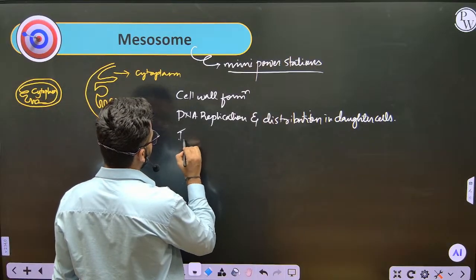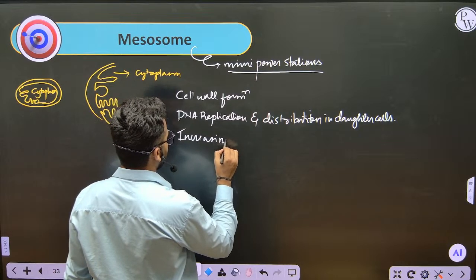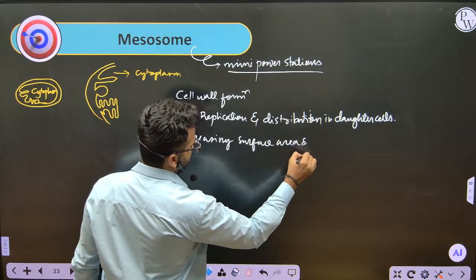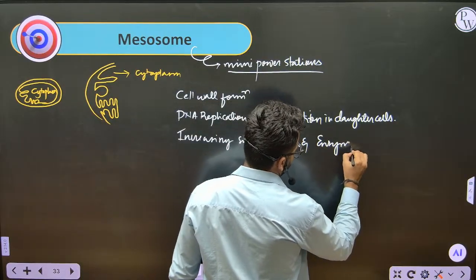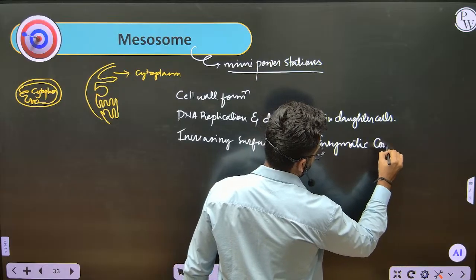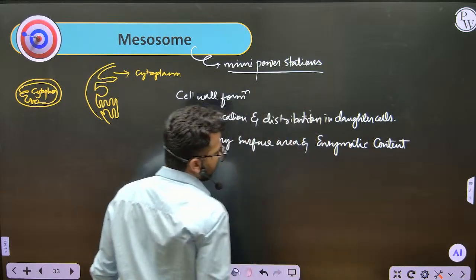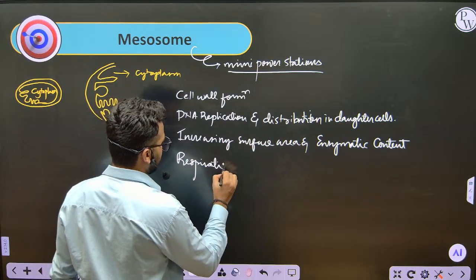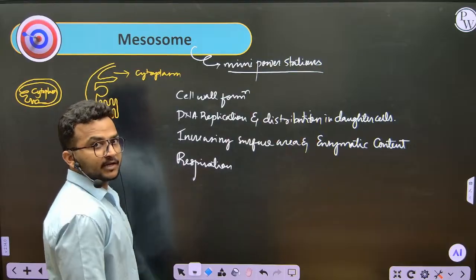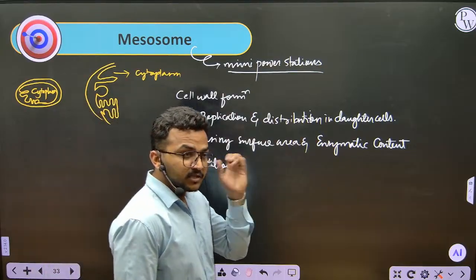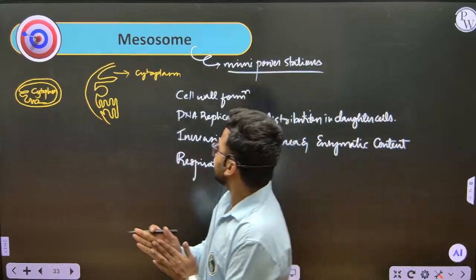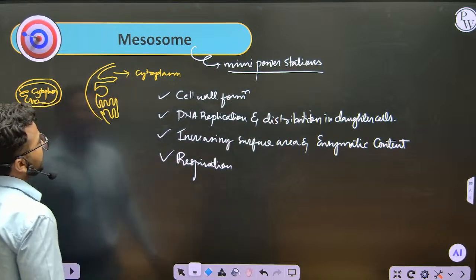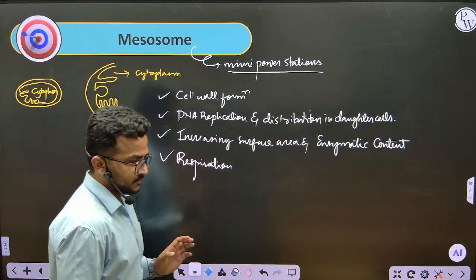They also increase the surface area and enzymatic content, and they help in respiration. That's why we call it a mini power station. It also helps in respiration. So these are the functions we discussed in yesterday's class, and these are the functions of mesosomes in the prokaryotic cell.